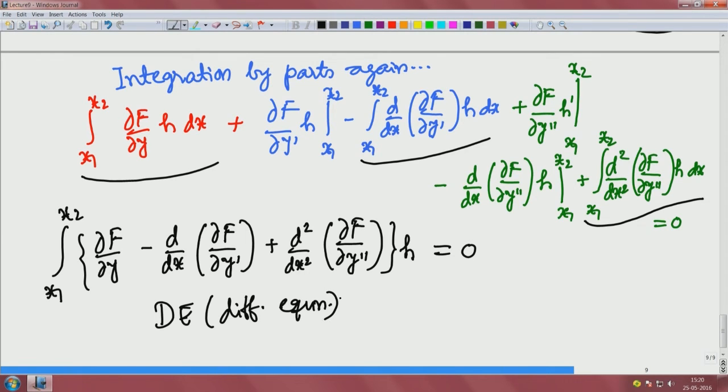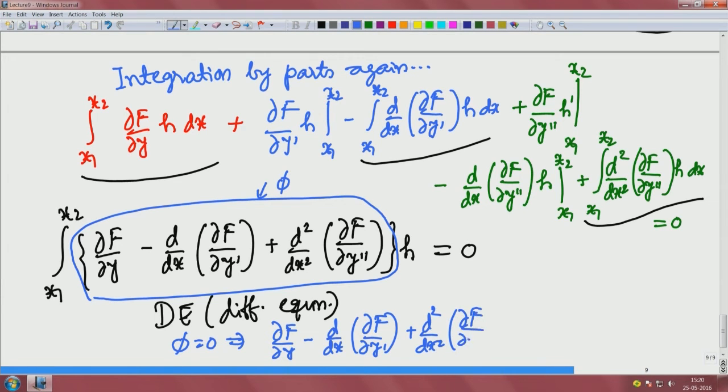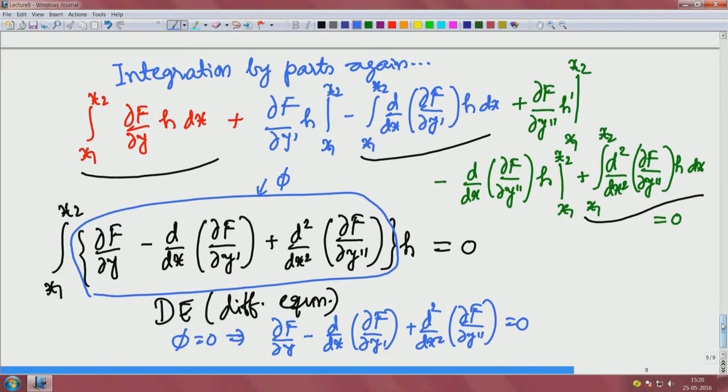The differential equation will come if we apply the fundamental lemma, which is that whatever we have here, that is our phi. Okay. We had used that argument that phi times h should be equal to 0 for all arbitrary h, then phi should be equal to 0. So, phi equal to 0, meaning we have dou f by dou y minus d by dx of dou f by dou y prime plus d square by dx square of dou f by dou y double prime equal to 0. We got our differential equation and the boundary terms are also there.